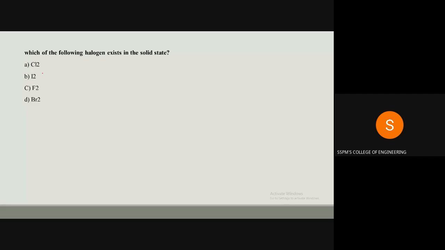Then, which of the following halogens exists in solid state? All halogens are gaseous or in liquid form, but only one halogen is in solid state. That is iodine, which is a solid. Remember this, iodine is in a solid state. Fluorine, bromine and chlorine are not solid. These are all halogens, but only one is a solid state. The solid state halogen is iodine.